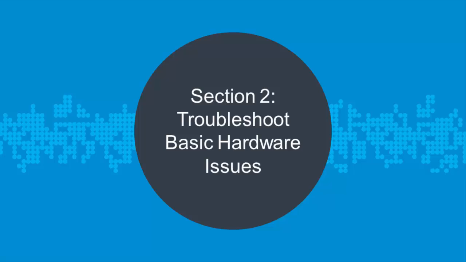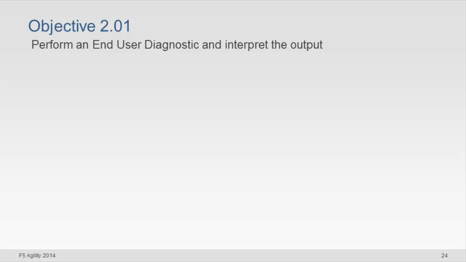All right, section 2, troubleshooting basic hardware issues. We've now moved away from troubleshooting configuration to troubleshooting hardware. This one's going to be probably one of the most difficult for most people to try to do in a lab, because unless you have physical hardware from F5 in your labs to play with, it's hard to run an EUD. You can't run an EUD on a VE or a virtual edition.